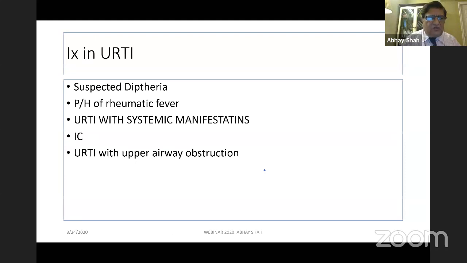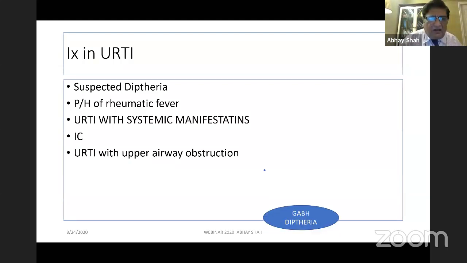Dr. Daru has already said. If there is a suspected diphtheria, if there is a past history of rheumatic fever, if there is a URTI with systemic manifestation, if the child is immunocompromised, or if there is a URTI with upper respiratory airway obstruction, these are the situations in tonsillopharyngitis cases which require investigation. Otherwise, investigations are not required. The diagnosis is only clinical, and if it is viral, the treatment is going to be symptomatic.